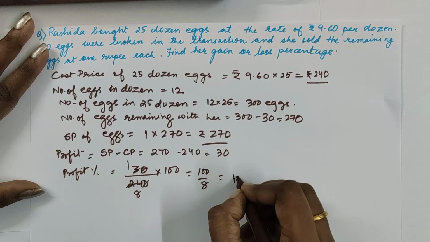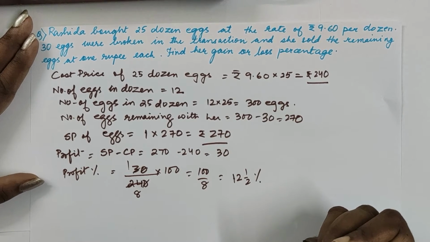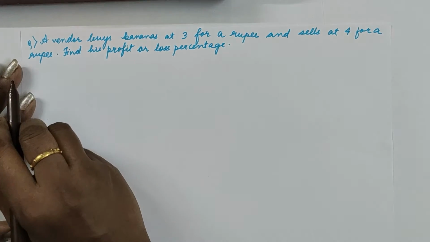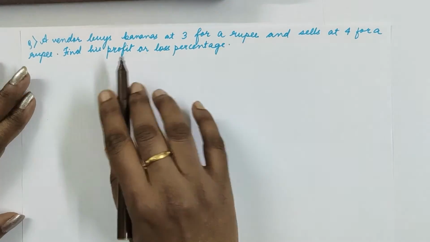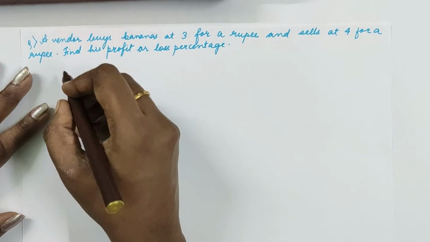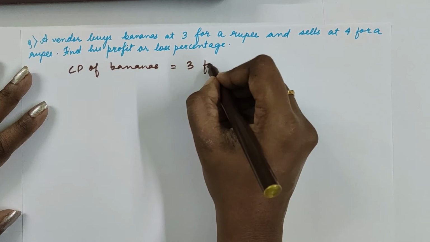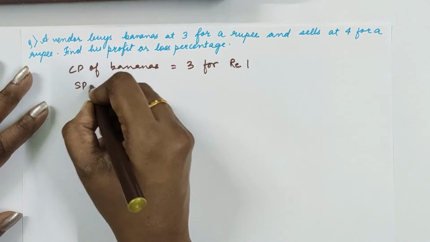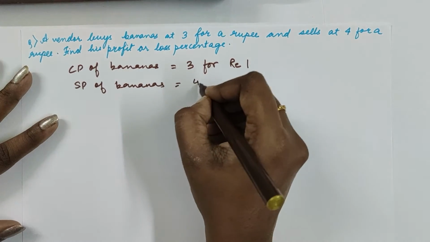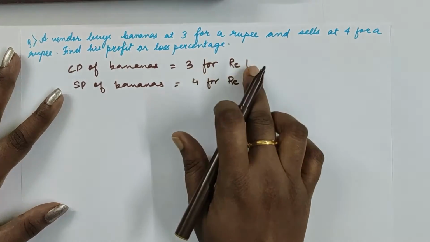That is around 1 by 2%, or 12.5%. Now let us see the next question. A vendor buys bananas at 3 for a rupee and sells at 4 for a rupee. So here the cost price of bananas is 3 for a rupee and the selling price of bananas is 4 for a rupee. So 3 for a rupee.